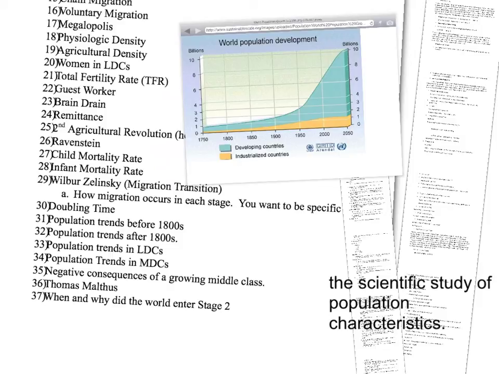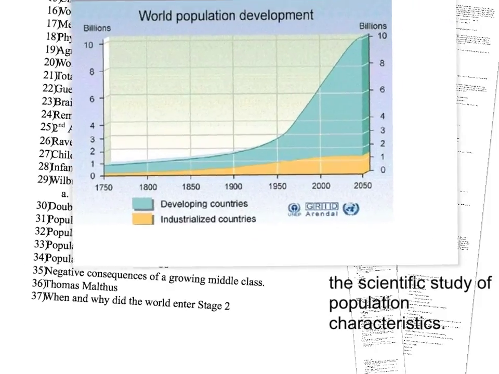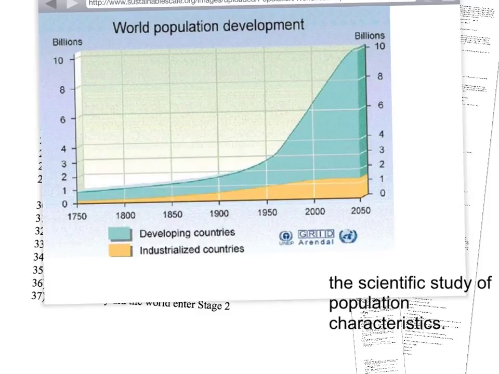When and why did the world enter stage 2? We've already talked about this. And if you look here at this nice little chart that I left up, about 1750 to 1800, somewhere in that little category is when we can say that the world entered stage 2, or that some countries began to enter stage 2 in the world. And the reason it happened is because agricultural production allowed for larger populations to live longer because they weren't starved, they had more food, they were healthier people.